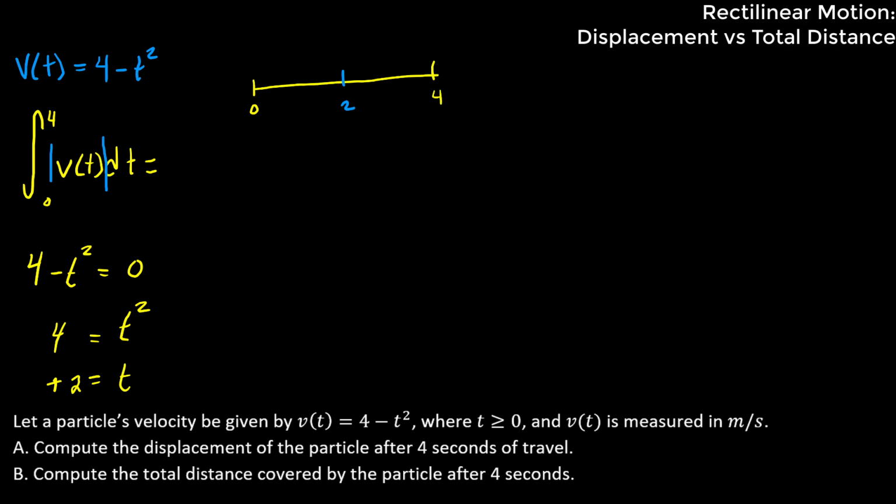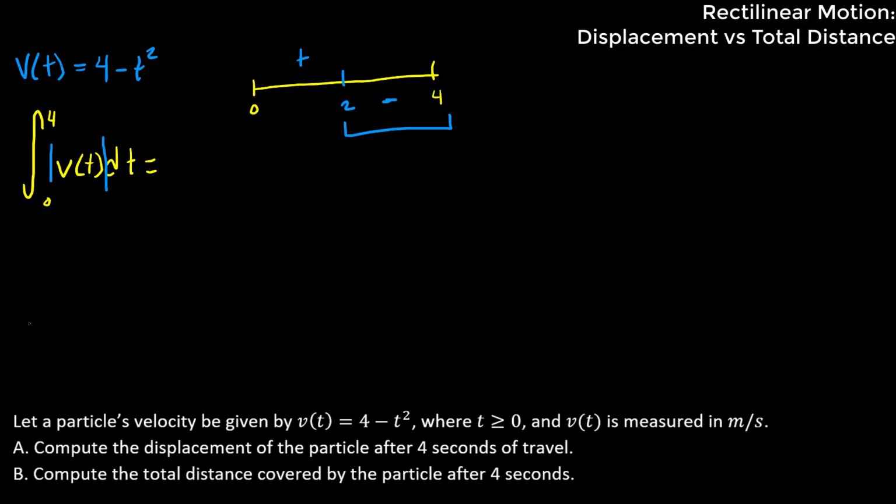If we plug in, let's say 1, we'll see 4 minus 1 squared, that's 3, that's positive, that's good. From 2 to 4, if we plug in 3, 4 minus 3 squared, or 4 minus 9, that's negative. And this is what we'll need to worry about. Since the 0 to 2 portion is already positive, we don't really need to worry about it, because the integral will already be positive.